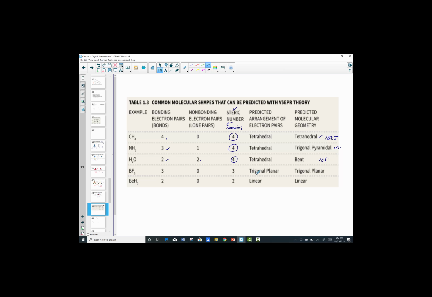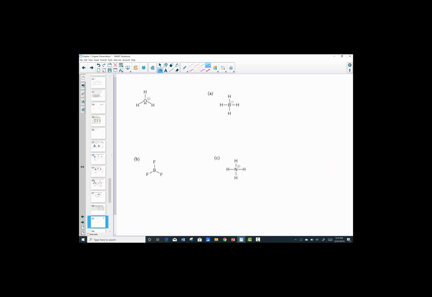Trigonal planar, we would have 3 electron domains all bonded, giving us the 120 degree equilateral triangle, and 2 electron domains, both bonded, gives us 180 degrees as well. And you'll be asked to practice determining bond angles and recognizing what type of molecular geometry is around the central atom. So let's take a look at this example.